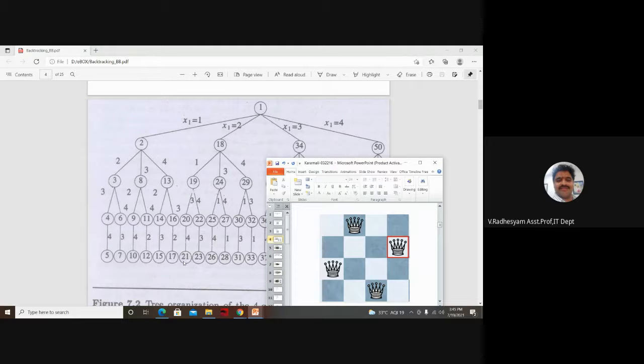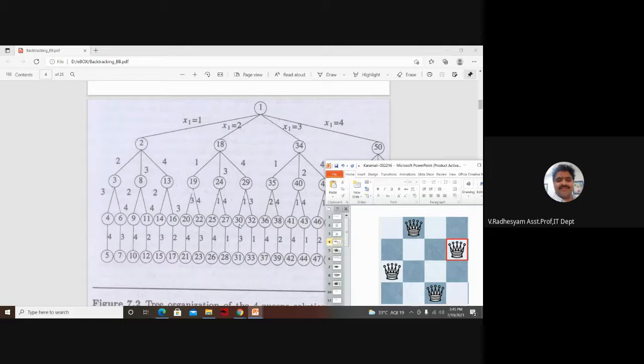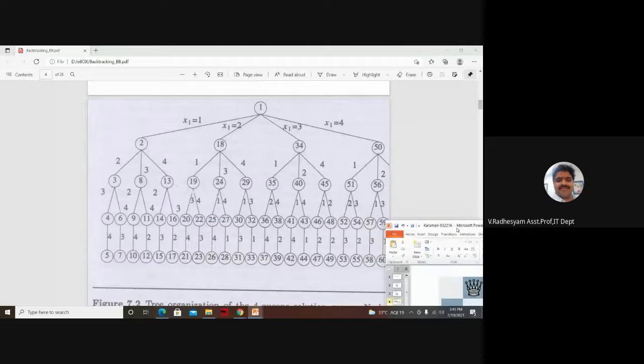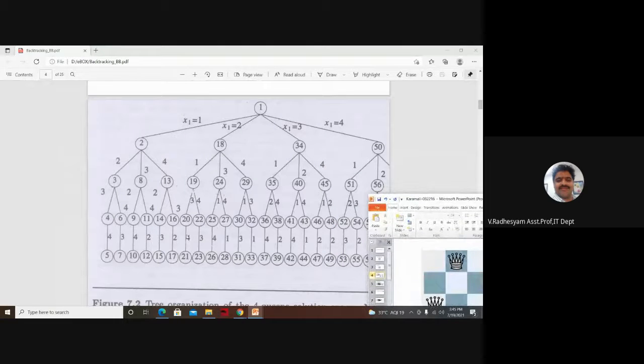19, 20, 21, 22, 23. Whenever a subtree is completed, 23 is completed, we'll start with 24. 25, 26, 27, 28, and 29, 30, 31, 32, 33. This subtree is completed depth wise, right? Whereas this is a complete state space tree, friends.